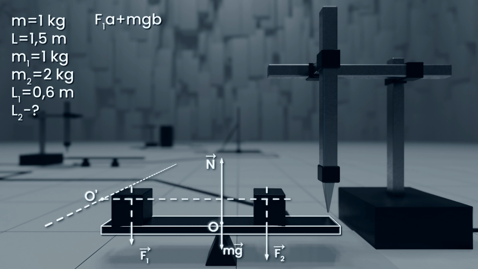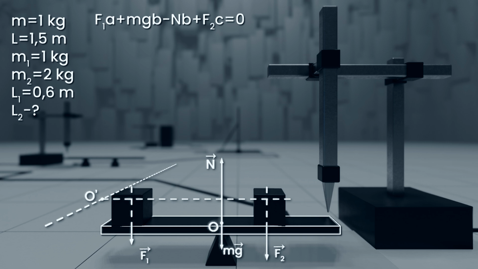Therefore, the torque of gravity is positive and the torque of the normal force is negative. Now let's define the lever arm of force F2 as C. This force tends to rotate the system clockwise, so its torque is positive as well. Since the object remains in equilibrium, the sum of all torques must be zero.